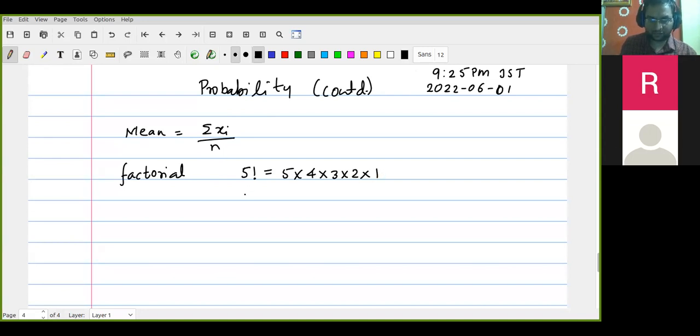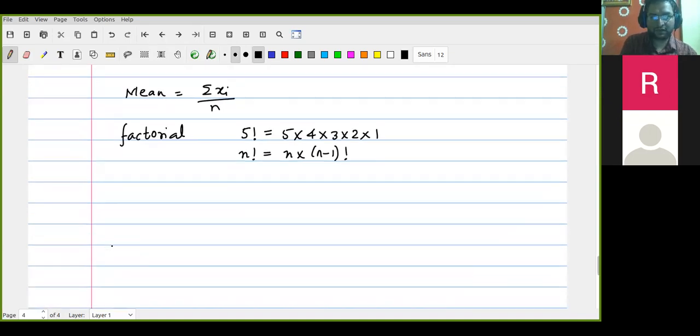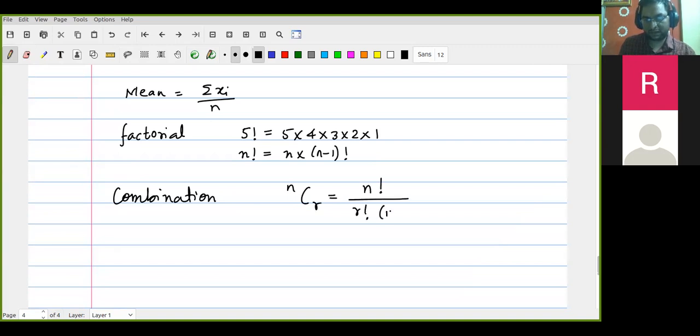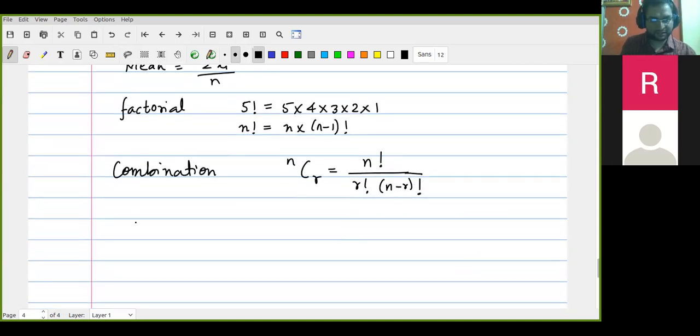Okay, and on the basis of the formula, we can write n factorial is n into (n minus 1) factorial. And the most important thing from all this was nCr, combination. So nCr, the formula was n factorial upon r factorial into (n minus r) factorial. Okay, and let us just quickly take one example.